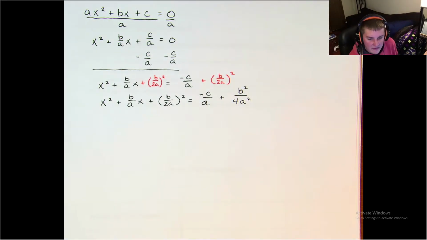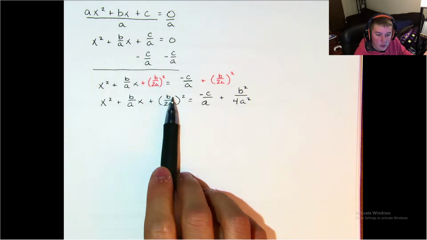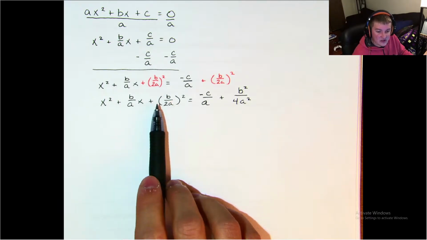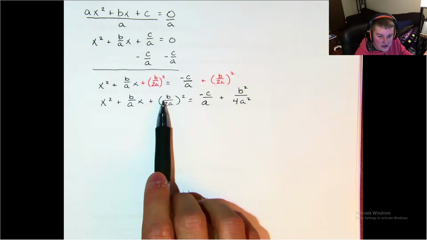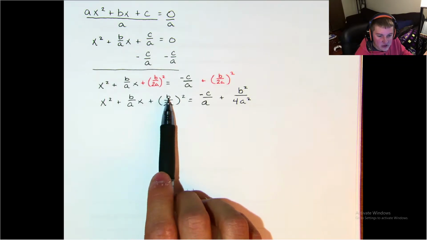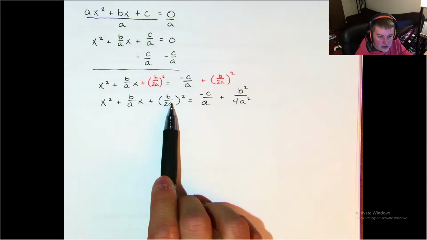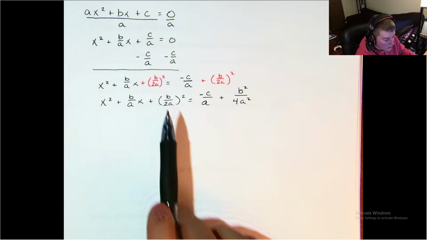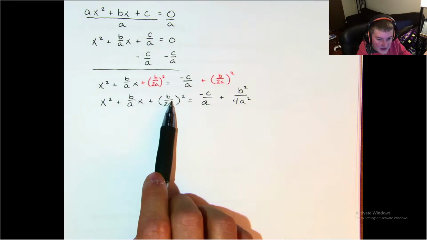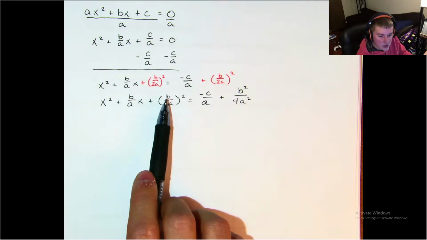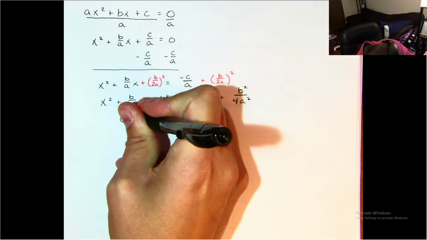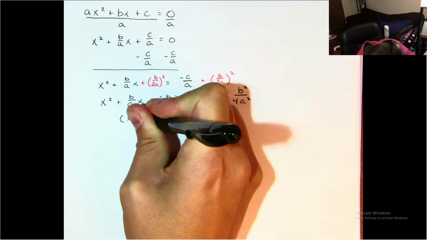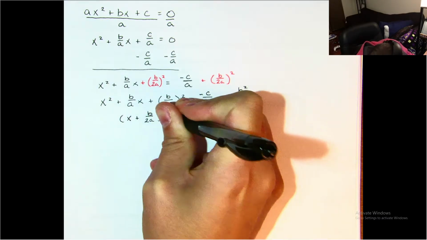Okay, so now I have this complicated looking thing, but remember, when we add in that special c value here, it factors down into x plus whatever this inside value is. Remember, we talked about if this inside part was -2, it would factor into x minus 2. Or if this inside part was plus 5, it would factor into x plus 5 squared. So we can do that exact same thing. This is just going to factor into x plus b over 2a squared.